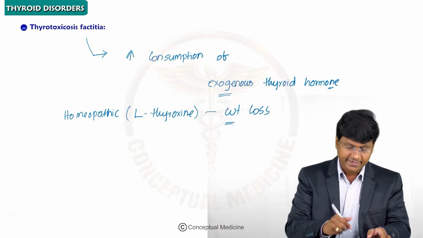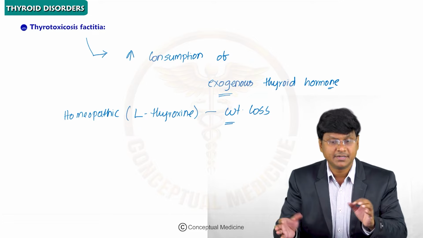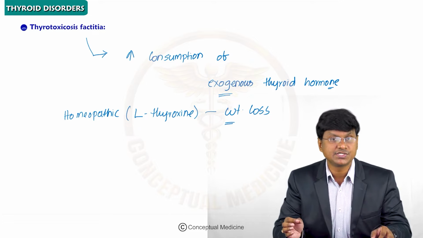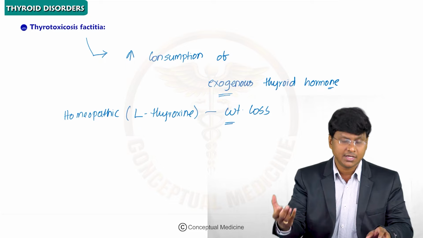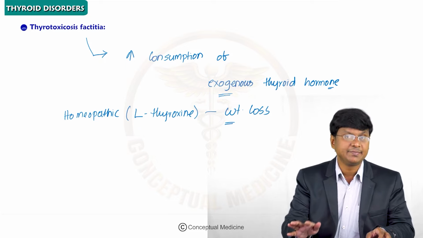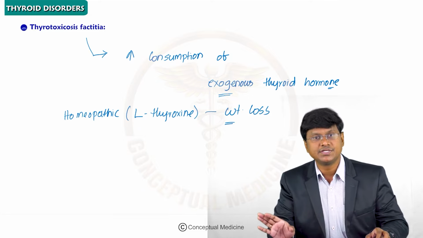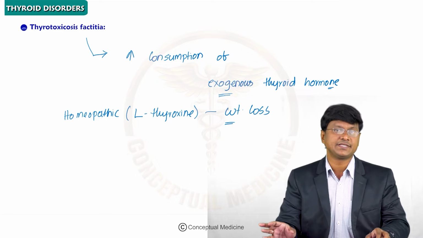So in thyrotoxicosis factitia, the individual doesn't have any problem to begin with, but due to excess exogenous thyroid hormone supplementation or excess thyroid hormone intake, the individual ends up in hyperthyroidism. That is called thyrotoxicosis factitia. So these are all the etiologies which will cause hyperthyroidism.